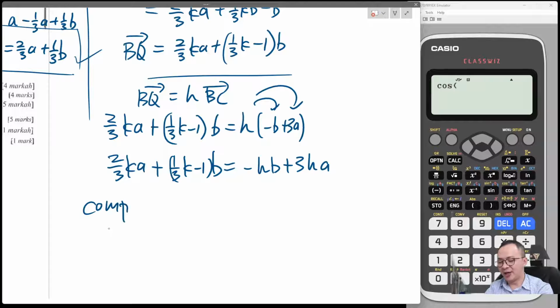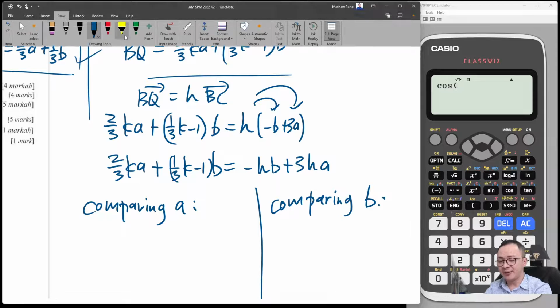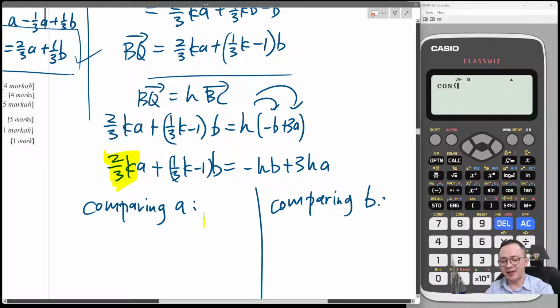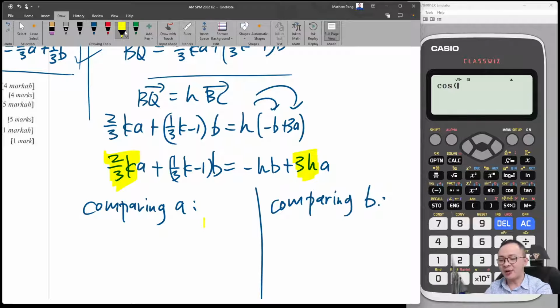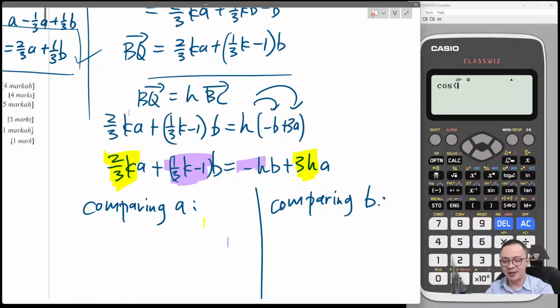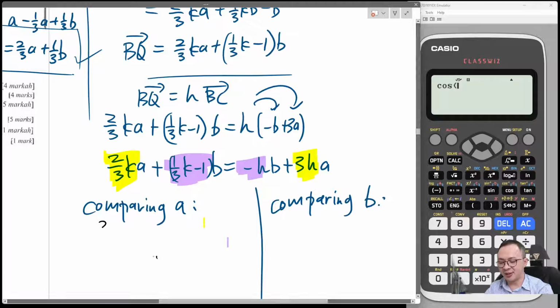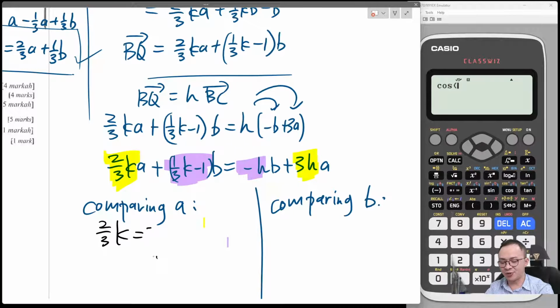So now I will do comparing a and also comparing b. If I want to compare a, that means I will focus on everything beside the a. When I say I want to compare b, that means I will focus on anything beside the b. Do you get what I mean? If you understand, then basically 2 over 3k equals to 3h. So h will equal to 2 over 9k, my first equation.